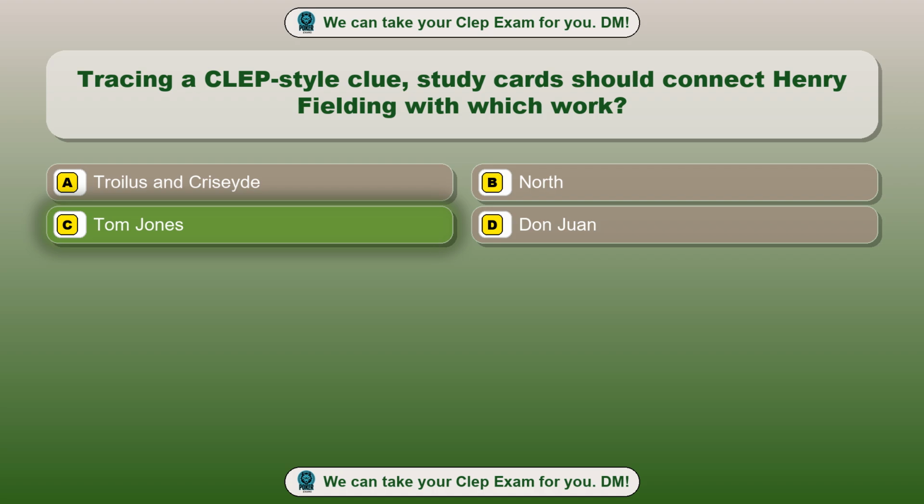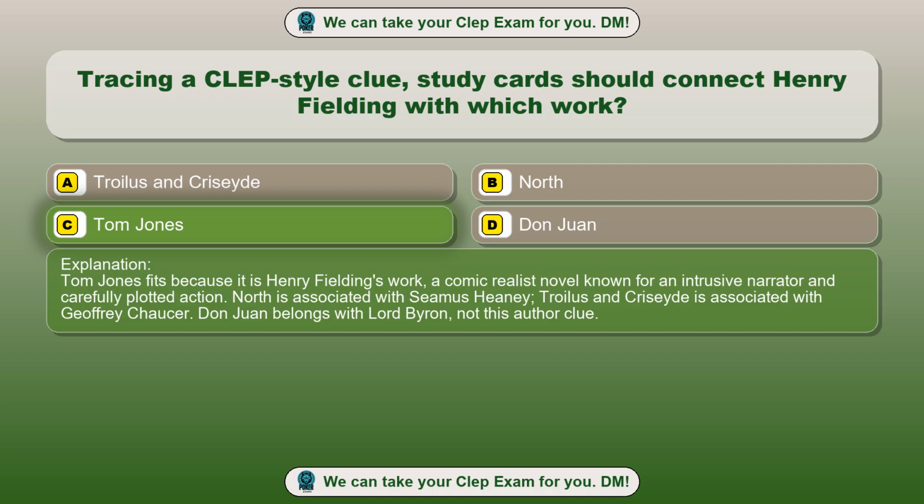Tom Jones. Tom Jones fits because it is Henry Fielding's work, a comic realist novel known for an intrusive narrator and carefully plotted action. North is associated with Seamus Heaney, Troilus and Criseyde is associated with Geoffrey Chaucer. Don Juan belongs with Lord Byron, not this author clue.